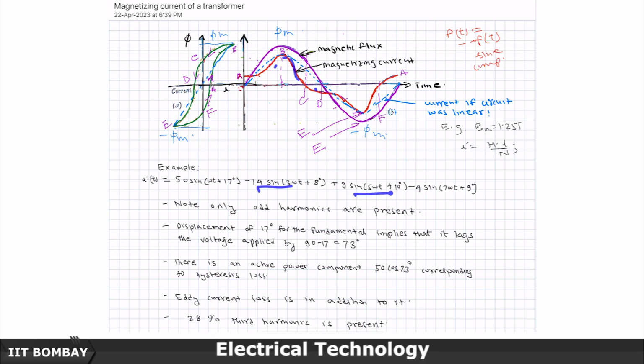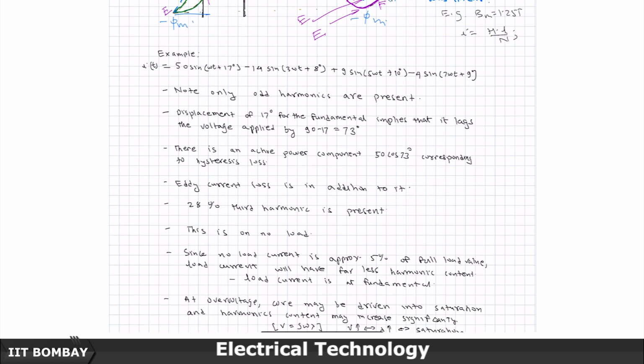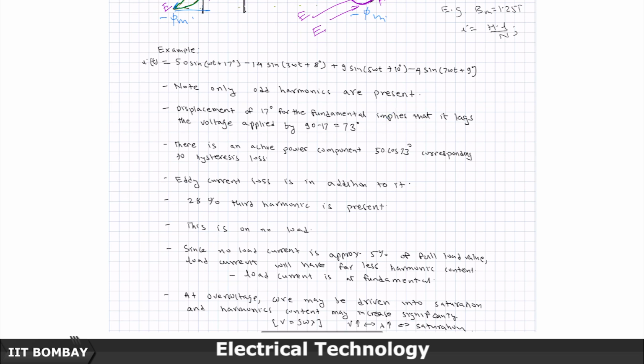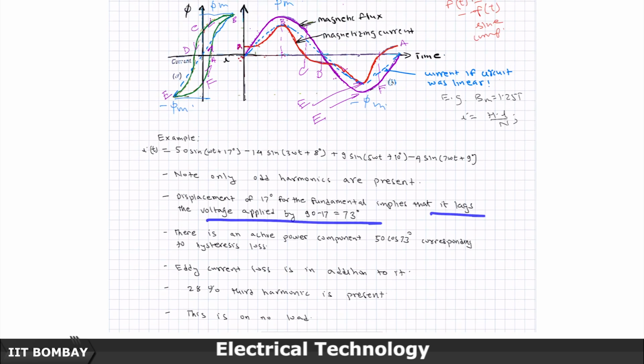So, then I have to add harmonic terms to them, and those correction terms will keep decreasing usually. That is why these amplitudes will keep decreasing. Of course, this whole thing goes up to infinity, but this is one approximate description of the magnetizing current. So, you see that not only are odd harmonics present, but a phase displacement of 17 degrees from the fundamental implies that it lags the voltage by 90 minus 17 degrees, which is 73 degrees.